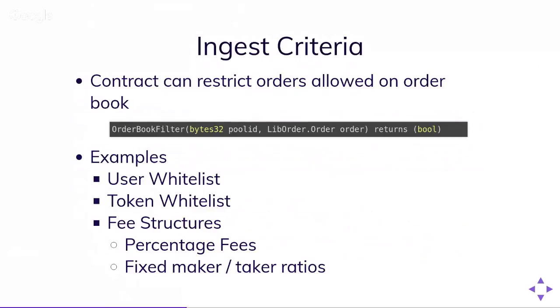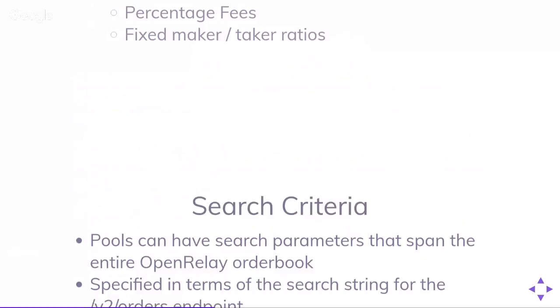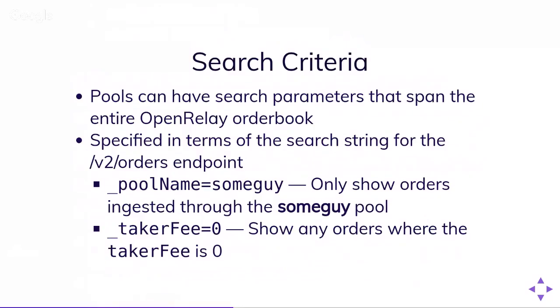So it's fairly open-ended what you could do within this function. The next parameter that a pool can define is its search criteria. Pools can have search parameters that span the entire OpenRelay order book. So this is not just orders submitted to the pool. The search parameters for a pool can constrain things to things that were submitted to that pool, but it can also include orders that were submitted to other pools or the default pool.